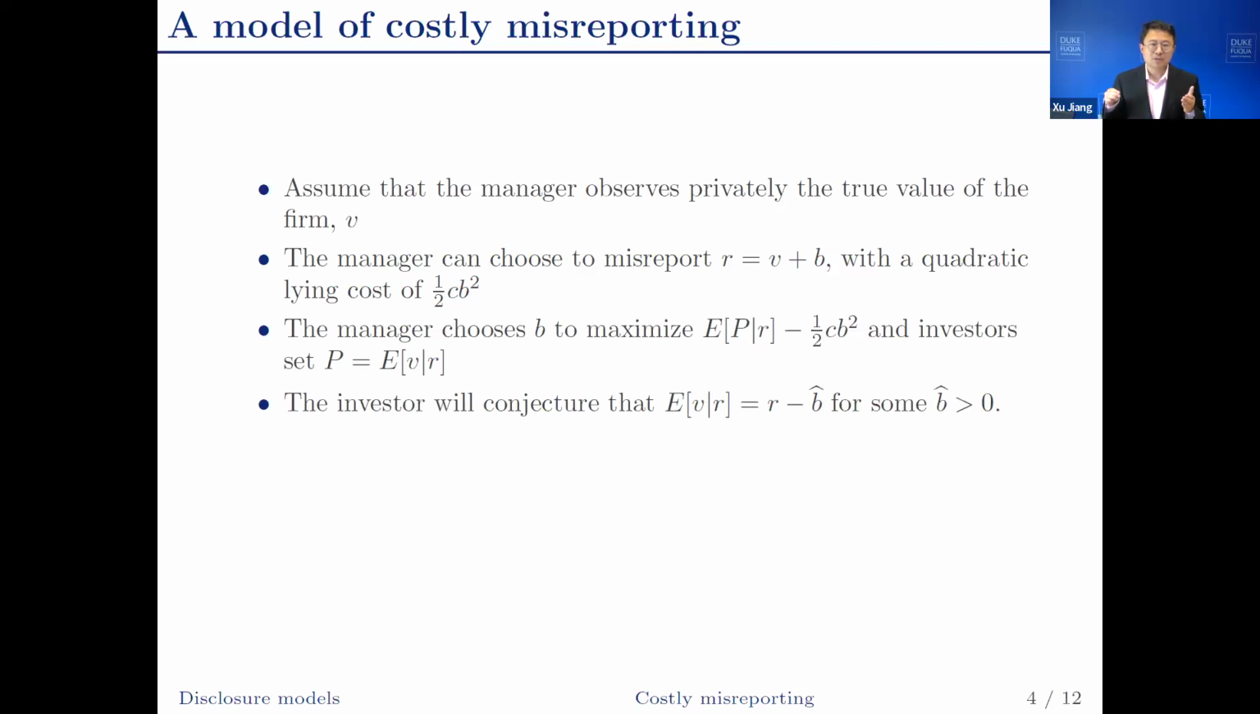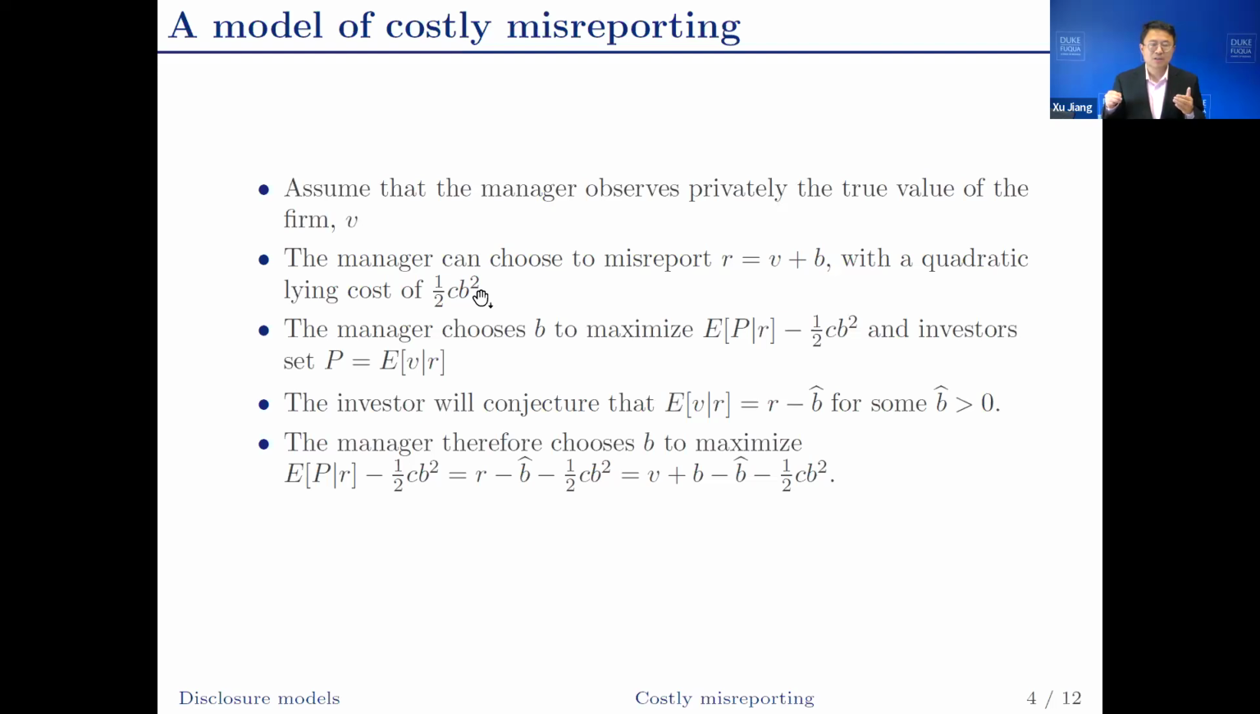Misreporting B is endogenous, which means that investors are going to form some conjecture about how the manager is going to misreport. Investors are going to conjecture that the manager is going to misreport earnings upwards by some value B hat, which means that given this conjecture, investors are going to set price equal to the expected value of V conditional on R to be R minus B hat. So B hat is positive.